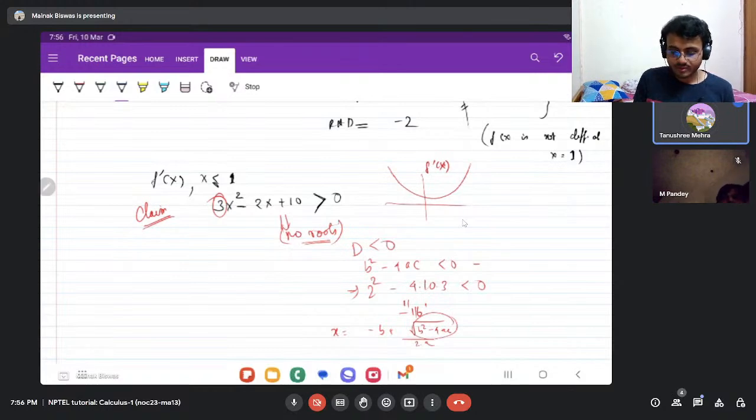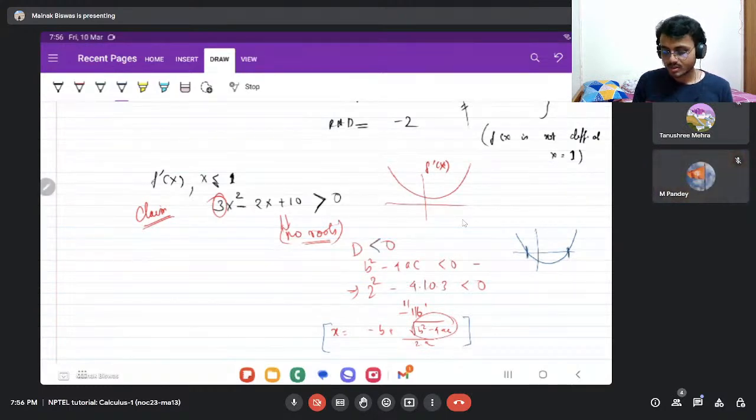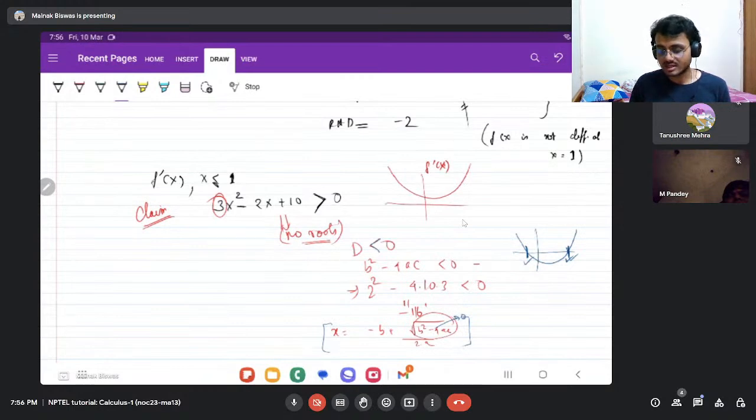So if d is greater than 0, by the definition, the Sridhar Acharya formula, you have 2 roots, right? Upward facing, you understood, right? If it is upward facing, by the intermediate value theorem, you will either have 2 roots, a repeated root, or no root. If d is 0, you have a repeated root, that is minus b by 2a. If it is greater than 0, you will have 2 roots, decrease and then increase.